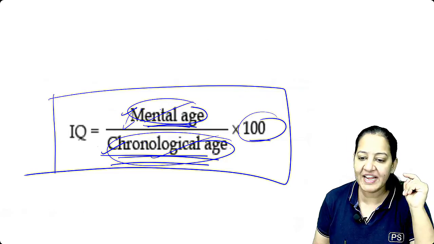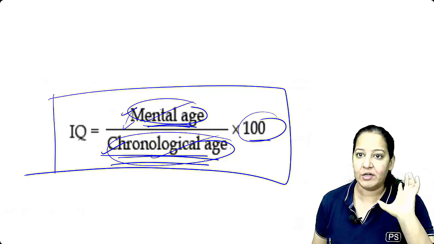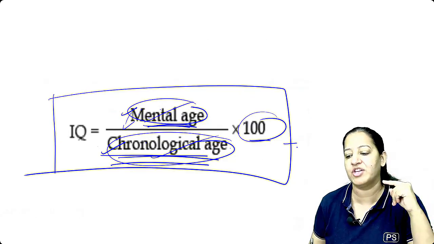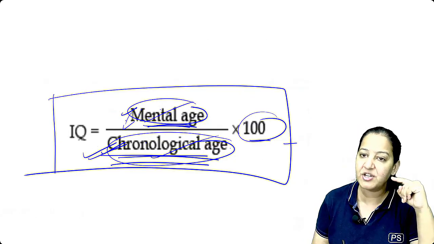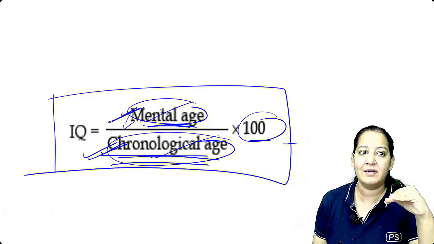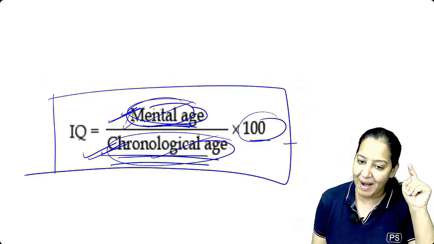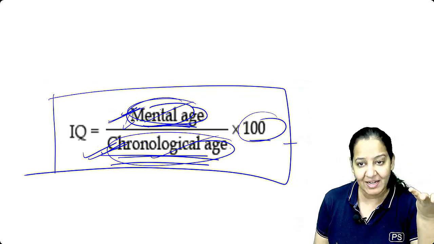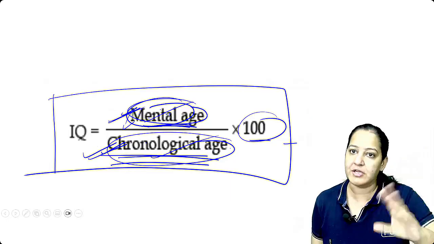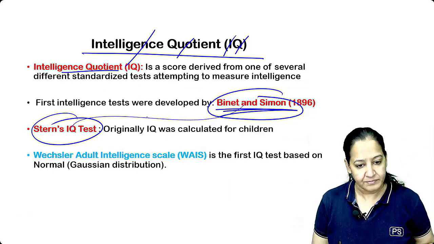Chronological age is fixed. That is our actual age in years, from our birthday till date. So chronological age is the denominator. Mental age can be different. You may have seen some small kids who learn very fast and their IQ is more. So mental age can be ahead of the age, mental age can be behind the age, and mental age can correspond also. So there are three possibilities. Got it? That is IQ.